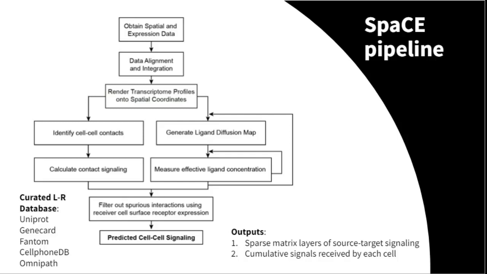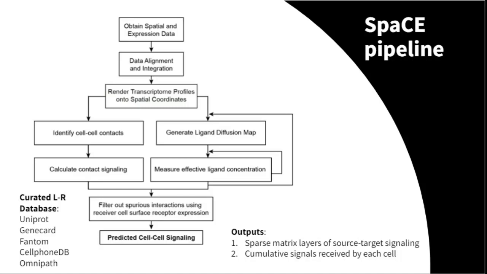And then also, whether molecules signal specifically through juxtacrine or paracrine means. And so at the end of all of this, you take your spatial data, you input it into the SPACE pipeline, it identifies cell-cell interactions, it estimates the diffusion of the ligands, and then it filters out interactions based on receptor expression. And at the end, you get this sparse matrix of source-target cell signaling. And then also you get a matrix of cumulative signals received by each cell. That's regardless of which cell type it's coming from.